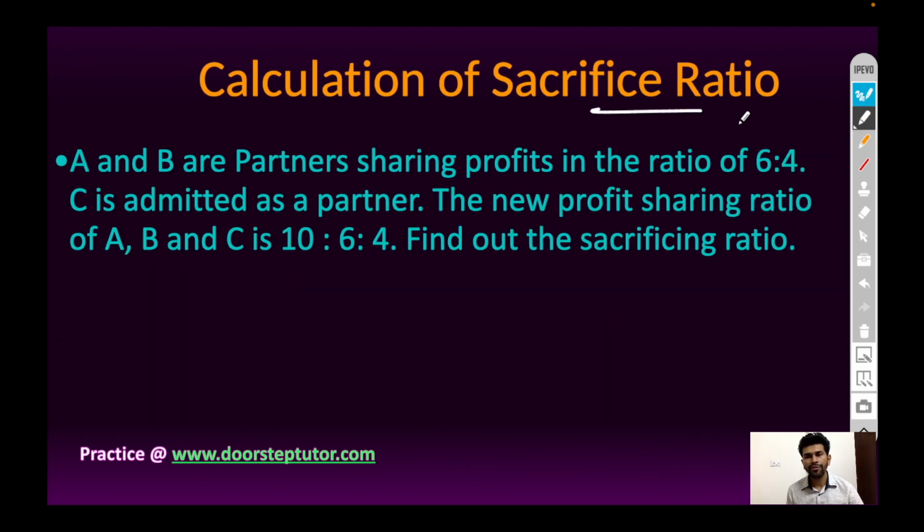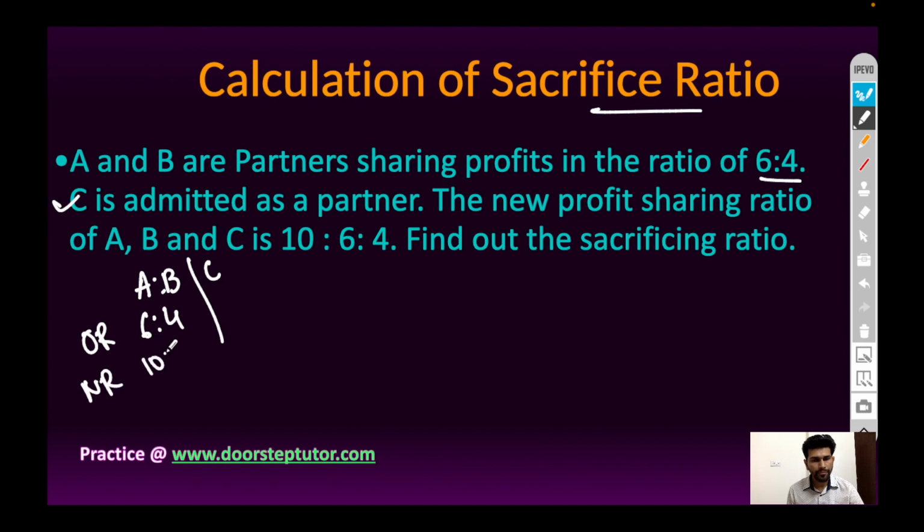Now calculation of sacrifice ratio. A and B are partners sharing profits in the ratio of 6 is to 4. A and B are the old partners. They share profit and loss in the ratio of 6 is to 4. So the old ratio is 6 is to 4. C is admitted as a partner. The new profit sharing ratio of A, B and C is 10 is to 6 is to 4. The new ratio is also given, 10 is to 6 is to 4. Find out the sacrificing ratio.